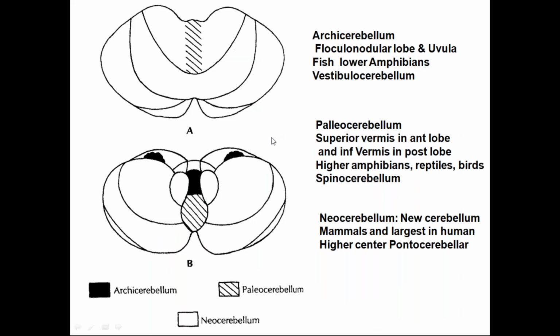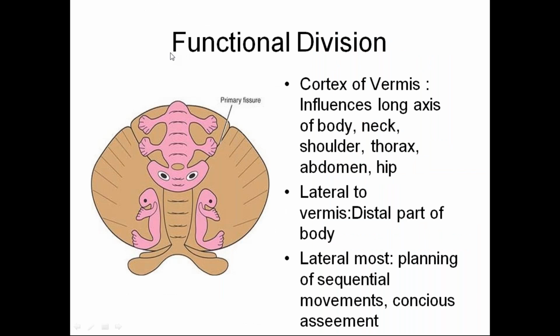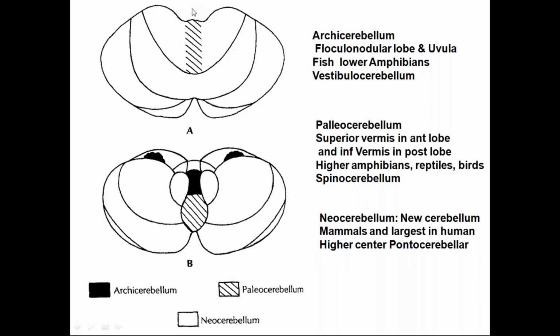Now comes the part where we divide the cerebellum phylogenetically. Phylogenetically, we are dividing the cerebellum into archicerebellum, paleocerebellum, and neocerebellum. Archicerebellum is the primitive cerebellum, which involves the flocculonodular lobe and the uvula of the posterior side. So flocculus, we have the nodule out here, which is not shown in this picture. So flocculus, nodule, and this is the uvula.